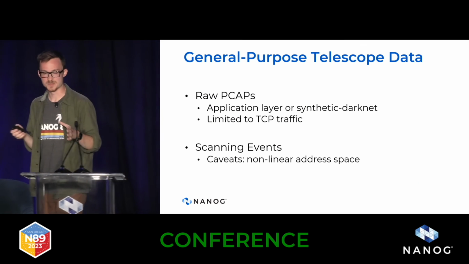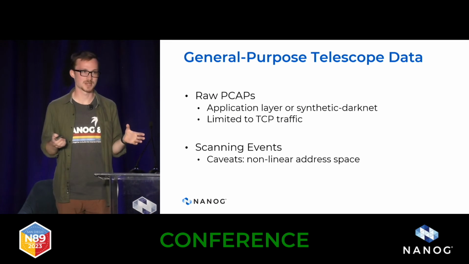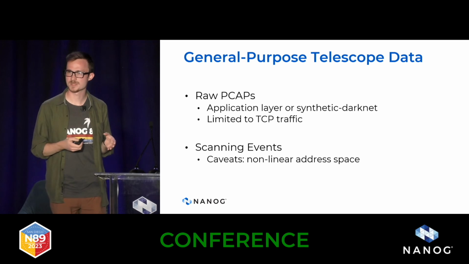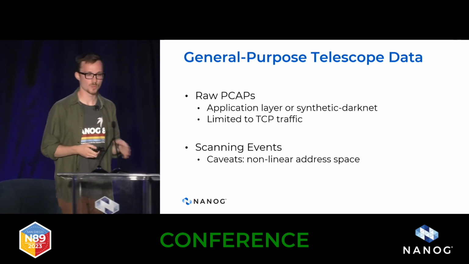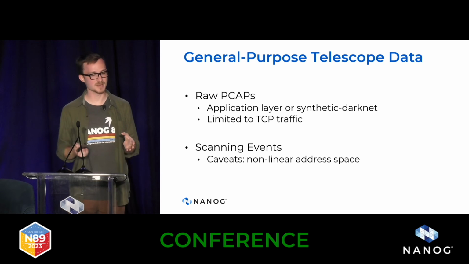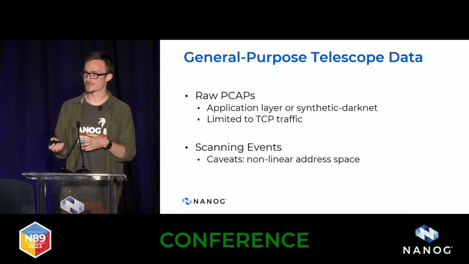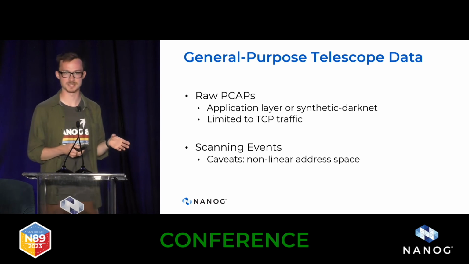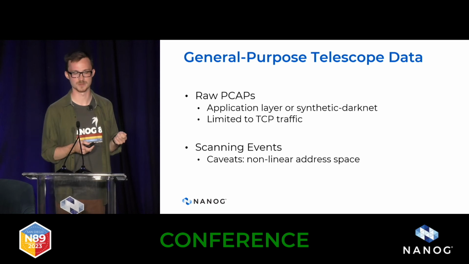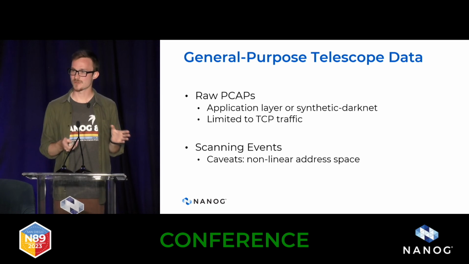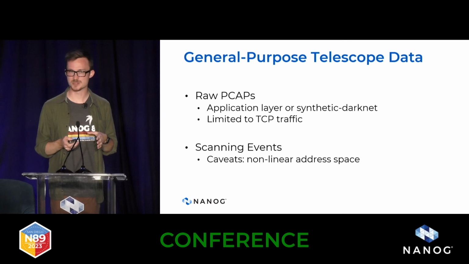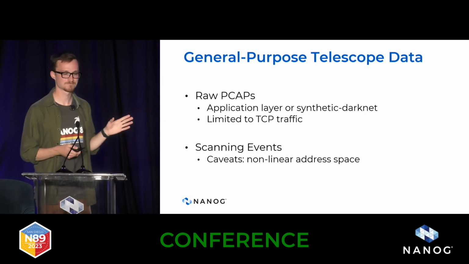In addition to these specific study outcomes, we also have some other data sets that are useful for more general purpose, non-security internet measurement. We have raw PCAPs of all of this scanning behavior, and we have application layer data from this, as well as we can build synthetic darknet data sets if you're mostly just interested in those flow tuples. One limitation right now is that we're currently limited to TCP traffic, although we're working to resolve this.